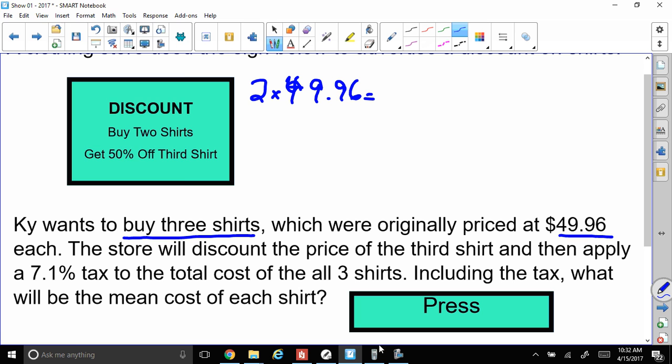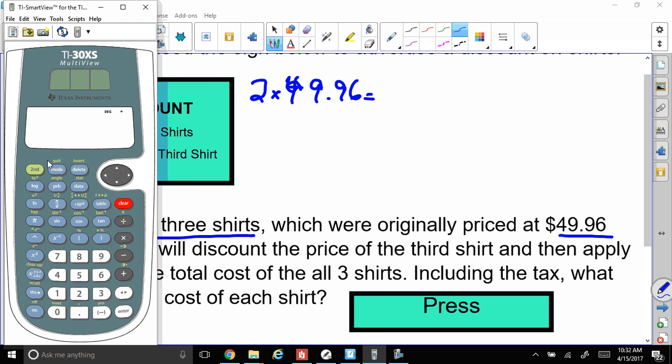So let me get my calculator. $49.96 times 2. So he'll pay $99.92 for those 2 shirts. So let's keep that there for a second.